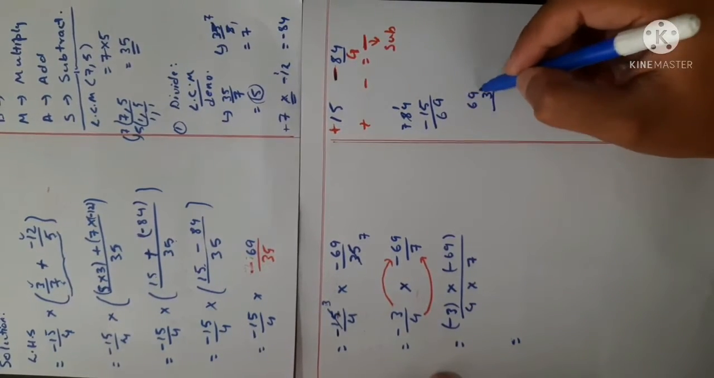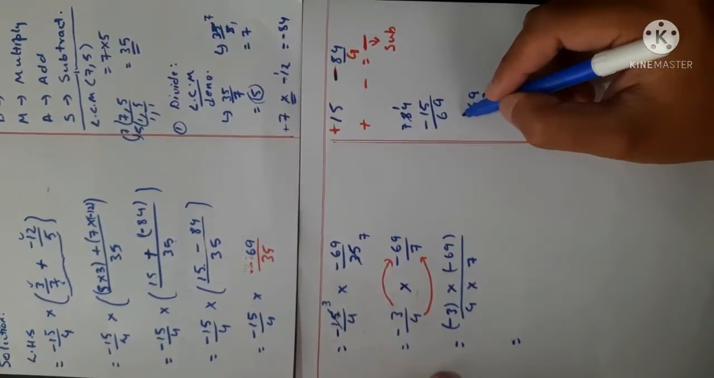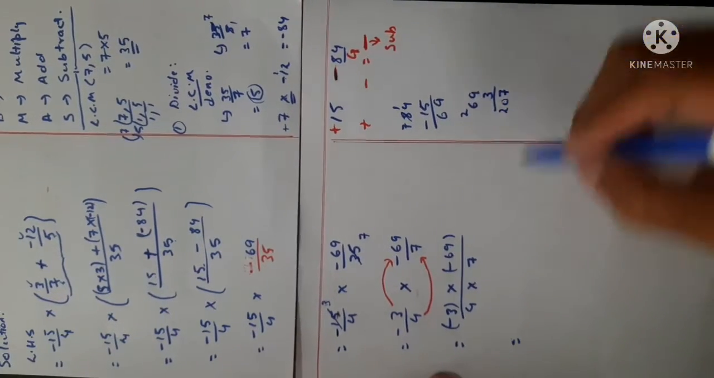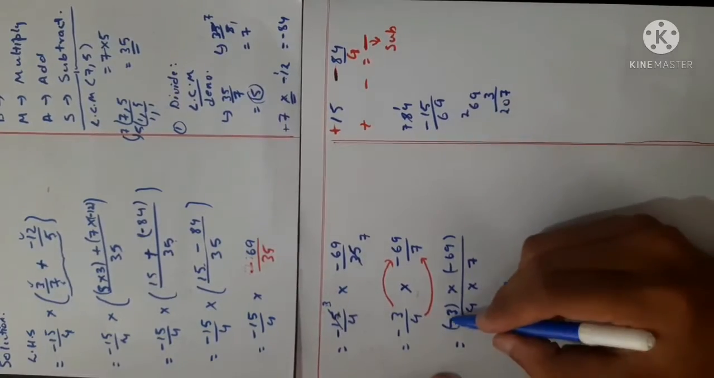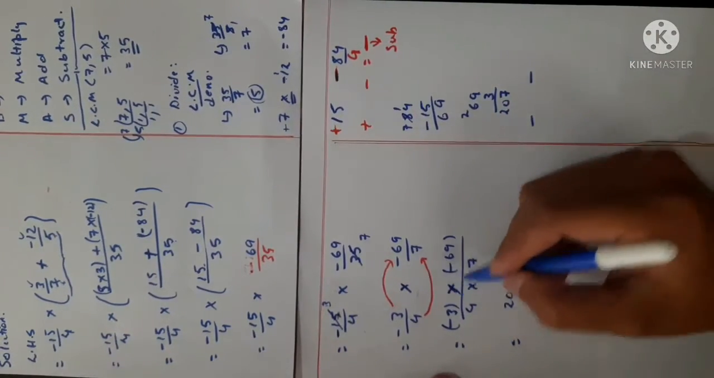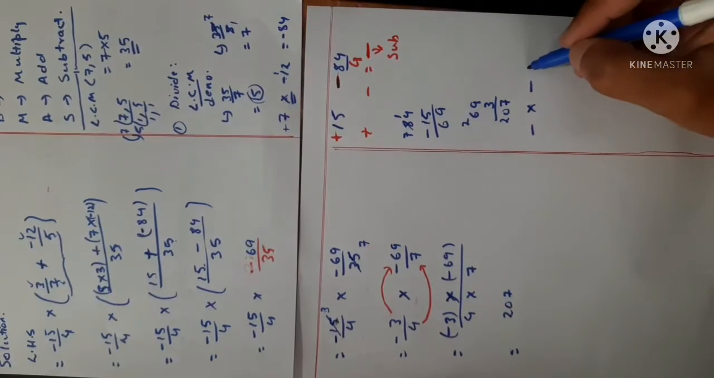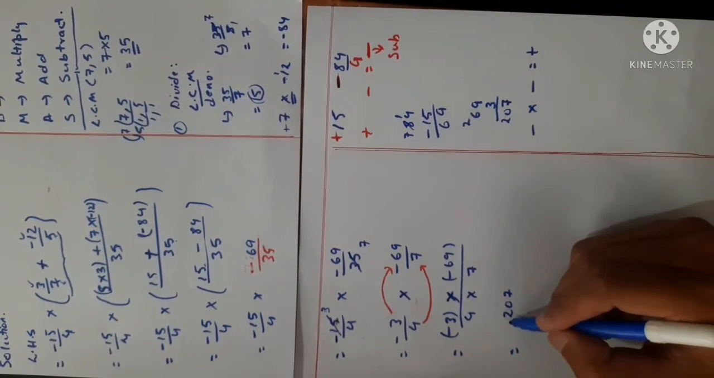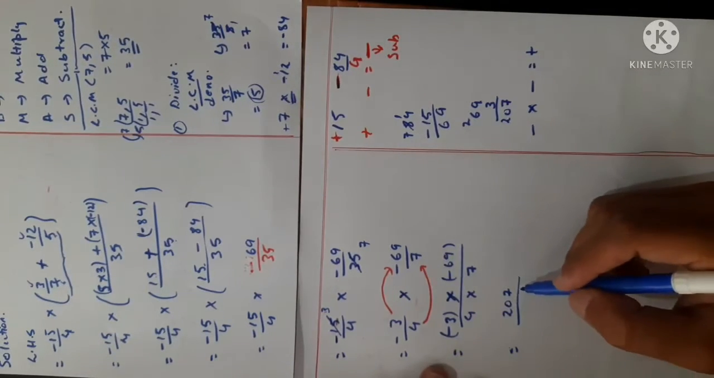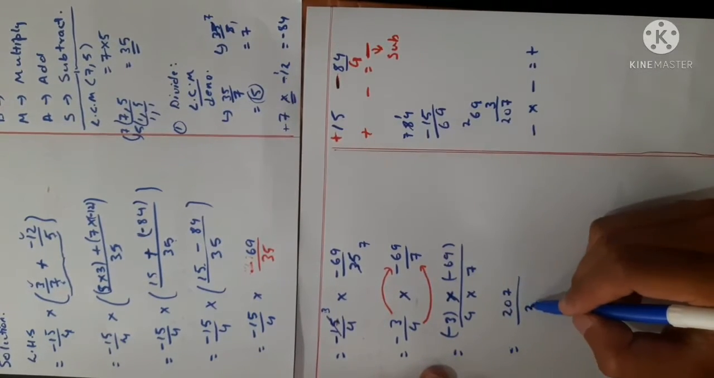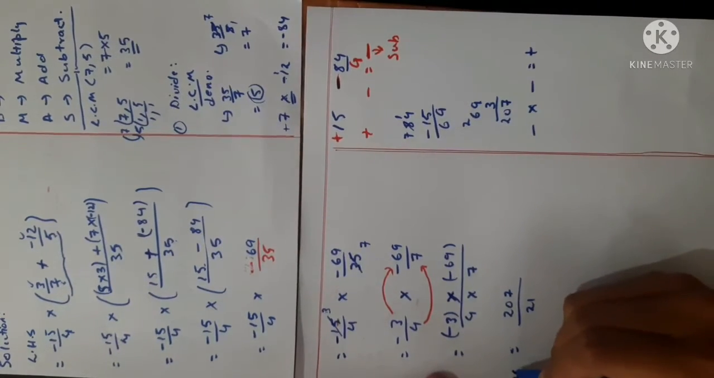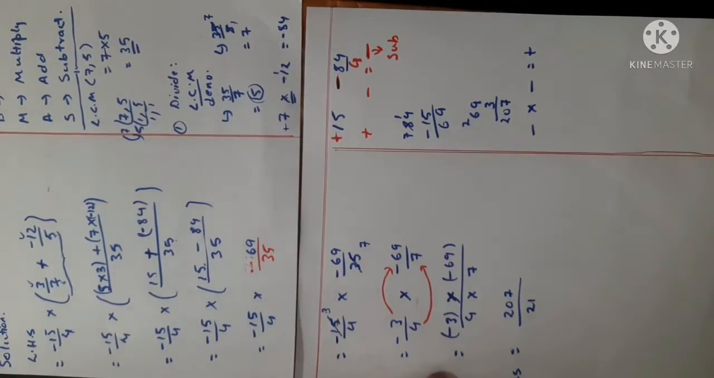69 times 3. 3 9s are 27, so I write 7 and carry 2. 3 6s are 18, 18 plus 2, we will get 20. So 207. This is a minus, and this is a minus again. So we have to multiply minus by minus, so we get plus. Since it is a plus, we do not do anything, we just leave it there. 207. 4 multiply 7 will be equal to 28.